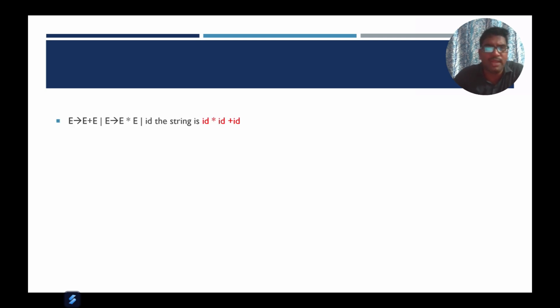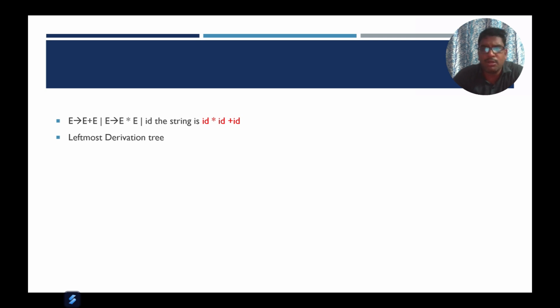E tends to E plus E, or E tends to E star E, or ID. It generates the string ID. Input is ID star ID plus ID. We have to generate this string by using leftmost derivation and rightmost derivation. So any one of the productions has to be considered first.